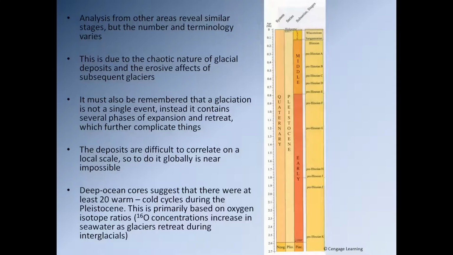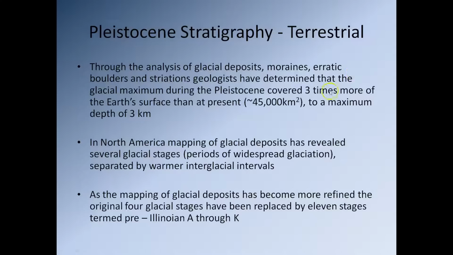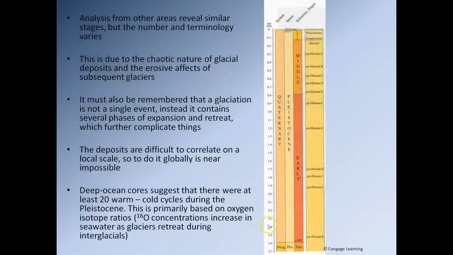It's very difficult. You can't say, right, I can quite easily see these sediments associated with pre-Illinoisian G over here, near Stockholm. You can't do that because there's just such variation between the two locations that it's impossible to do that. Now, based on what we've seen on land, as I say, we find these approximately 11 stages, which we refer to as pre-Illinoisian A through K. Now, more recent work has actually picked out a few more.